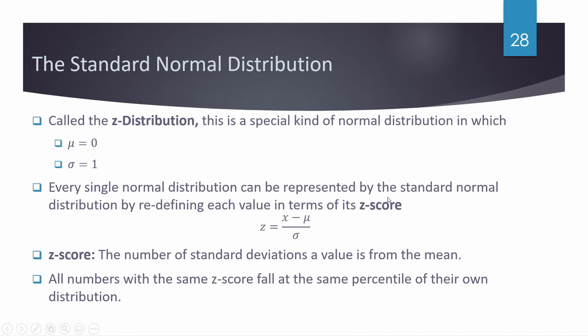In words, a z-score is simply a measure of how far a data point is away from average in its own distribution. And the units are in terms of standard deviation. So more simply, it's the number of standard deviations a value is away from the mean. If the z-score is positive, it means it's above average. If it's negative, it means it's below average.